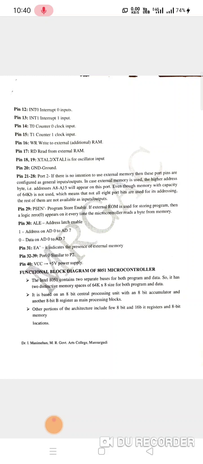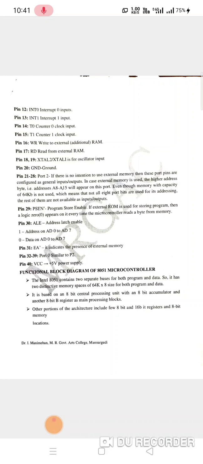Okay. So pin number 30 is ALE. ALE is the address latch enable pin. It means if 1 is on this pin, the address is on AD0 to AD7. That means AD0 to AD7 is the multiplexed line, right? If 1 is present, then the address on that line is the lower order address bus. The address will be transferred to external memory, right? If 0 is applied, then data is present on the AD0 to AD7 lines.